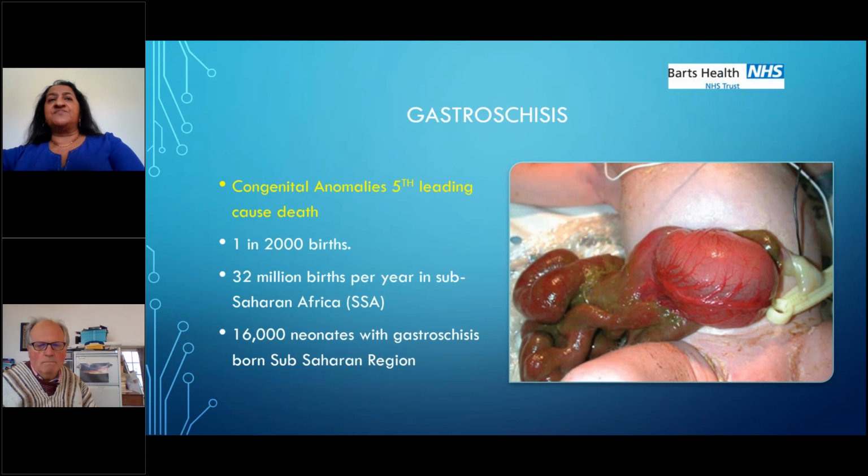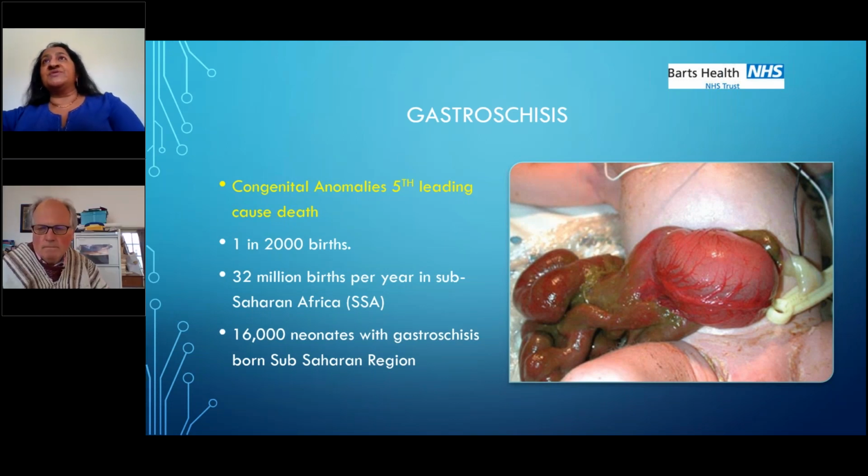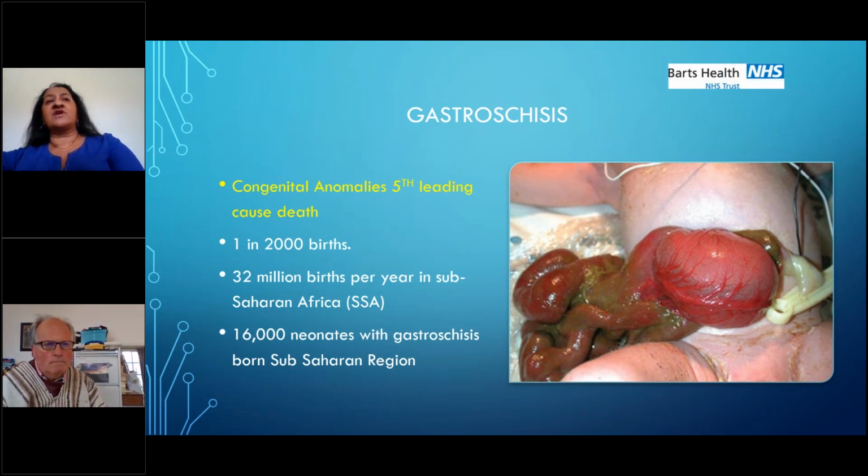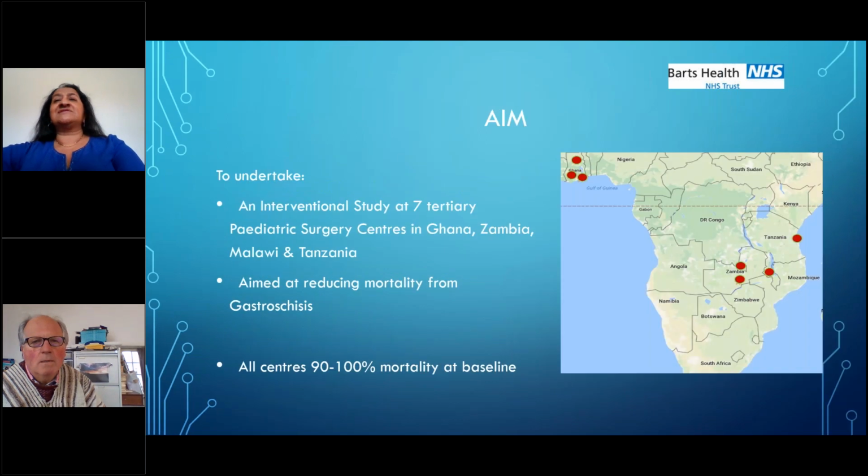So why gastroschisis? Looking at global data, in Sub-Saharan Africa, it is now the 5th commonest cause of mortality in the under 5s. Its prevalence is estimated at 1 in 2,000, which then extrapolates to about 16,000 neonates being born with gastroschisis. Why is this relevant? Because sadly at the moment, prior to this study, the mortality was 90 to 100%.